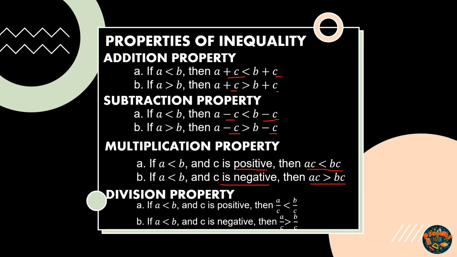And for the division property, if A is less than B and C is positive, then A over C is less than B over C. And if A is less than B and C is negative, then we have A over C is greater than B over C. So the inequality symbol is reversed.